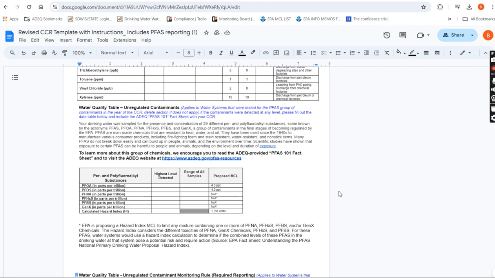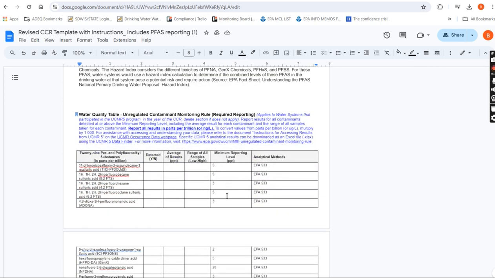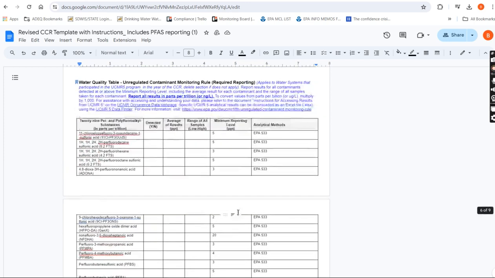All right, so moving on to unregulated contaminants. If your water system is part of the EPA's UCMR, or Unregulated Contaminant Monitoring Rule program, then you need to report any detections for sampling that occurred the previous calendar year. So any 2023, in this case, contaminants that were tested for, which for UCMR is going to be the 29 PFAS compounds and lithium. And you need to report your data if there were detections and the minimum reporting level. This has all been filled in for you on the form already.